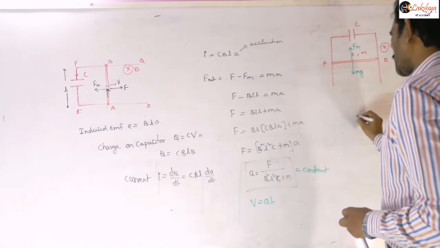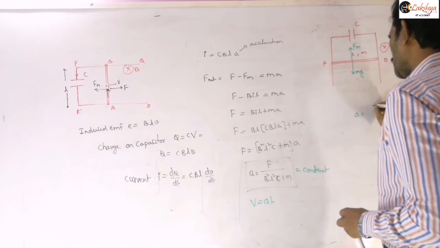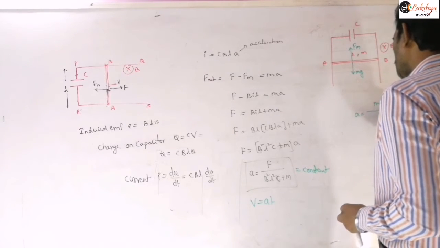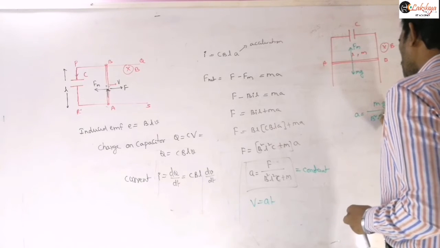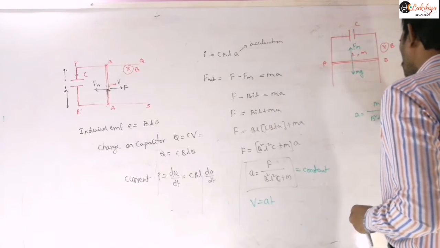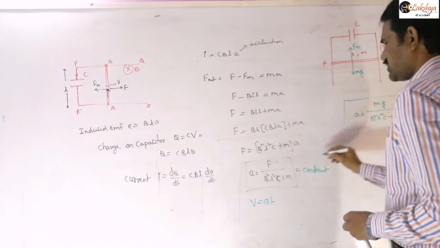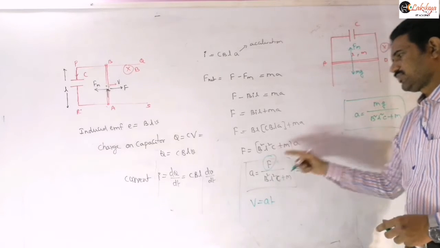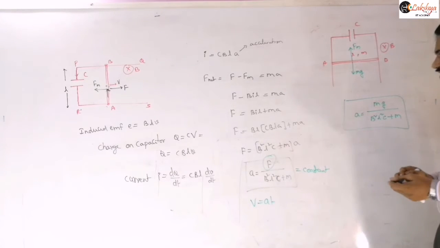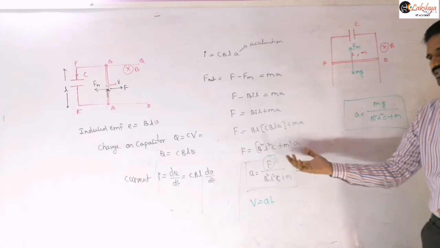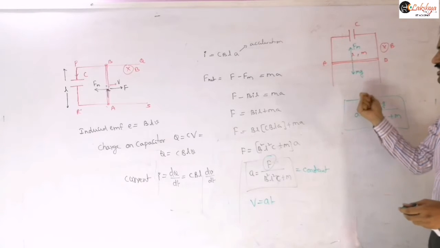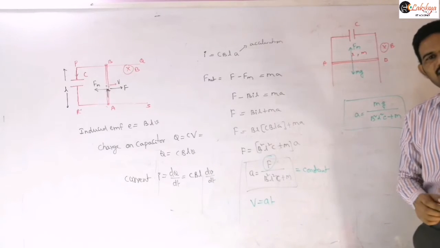And finally, I am writing this acceleration equation here. So you will get the answer like this: mg by (B squared L squared C plus m). So just that instead of this force in the previous problem, you will get our mg. Mg as our force you will get, because the only constant force acting in downward direction is mg.